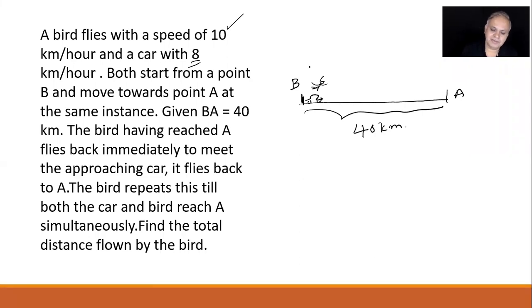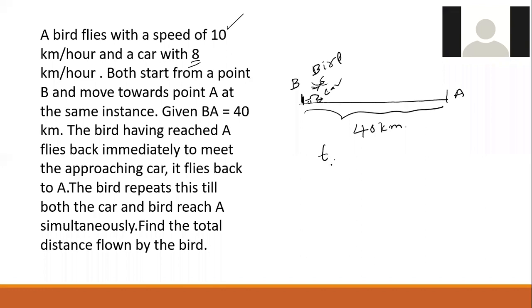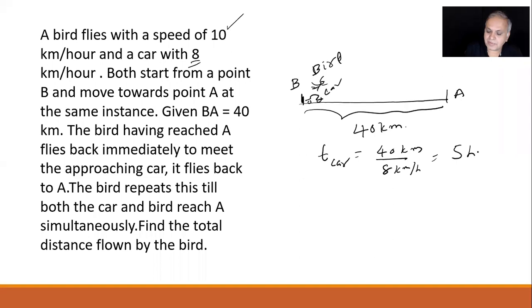Children, come on. So first we have to calculate the time covered by the car. It's going with a constant speed because nothing is mentioned about the acceleration, right? So time for the car will be 40 kilometers divided by 8 km per hour. How much? 5 hours. All right, no problem.